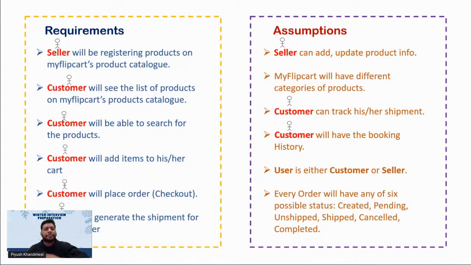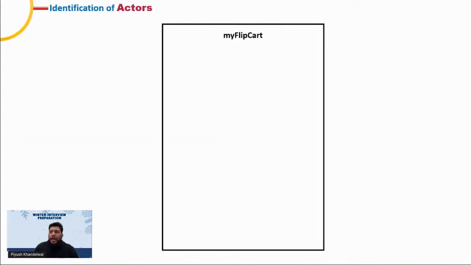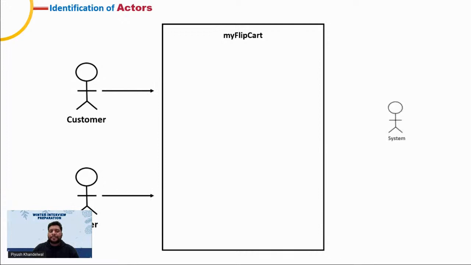We have seller will be registering products. So seller products को register कर रहा होगा app पर, ठीक है? Customers will see the list of products. Customer will be able to search for the products. Customers will add or delete items to the cart. Okay? Customers will place the order. System will generate the shipments, right? System is there. Then we have sellers and customers. So if you'll see these things, right? Generally, here we have sellers, we have customers, and we have system which is generating some shipments, right? So system is generating some shipments. तो हम क्या करते हैं अपने एक्टर्स को इस नोटेशन के साथ यहां पर मार्क करते हैं। तो we have customers, we have sellers and we have system, ठीक है, okay.